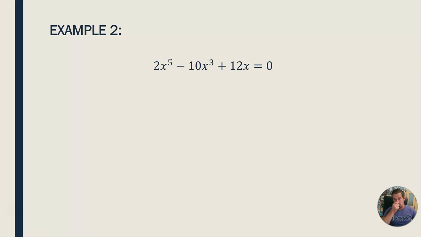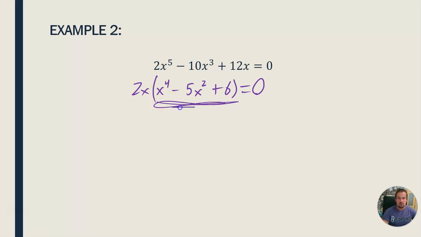First of all, and really a question that I should always ask myself before doing anything with a problem, is there a greatest common factor? Well, it turns out there is. First of all, these numbers, 2, 10, and 12, are all divisible by 2, but also every term has an x, okay? So I'm going to take out a greatest common factor of 2x. When I divide each of those terms by 2x, I get x to the 4th minus 5x squared plus 6 equals 0, okay? That right there looks much more like a quadratic type equation.